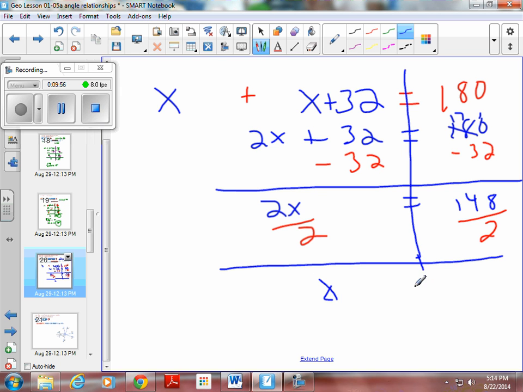And then you just get x here, your equal sign comes straight down. 148 divided by 2: 14 divided by 2 is 7, 8 divided by 2 is 4, and you get 74 degrees for the first angle. And then the other angle is x plus 32, so we're just going to add 32 to this one, so that would be 106. And there's our two angles right there.